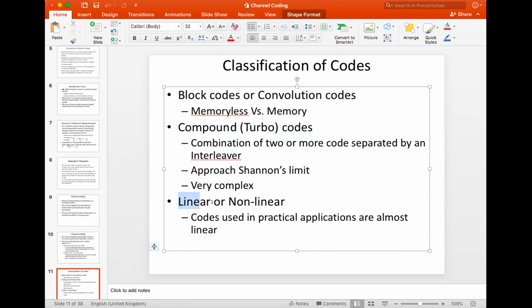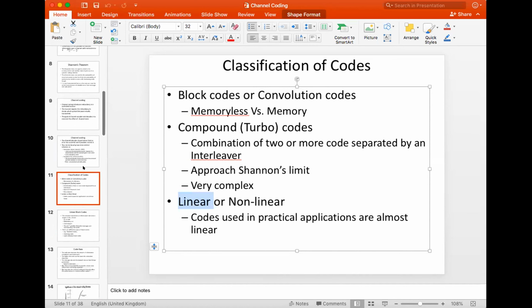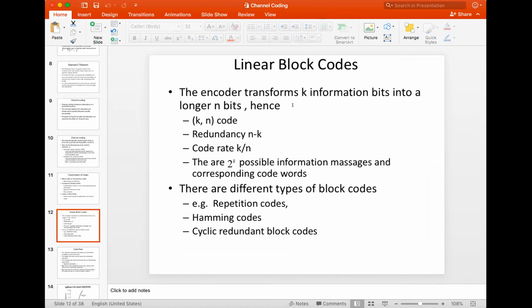And of course, also of importance here is that the codes that we are going to be looking at are linear codes. Remember, in communication, as in all engineering, we always have approximations. Most of the time, we assume that most of the systems we are dealing with are linear, but we are aware that some systems are actually nonlinear. Okay, so let's go straight to the basics of a linear block code.